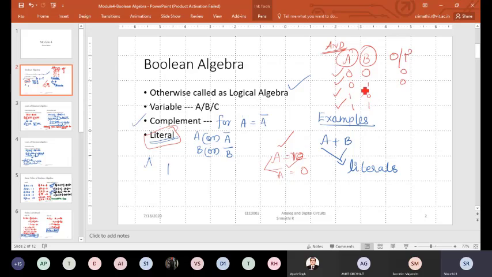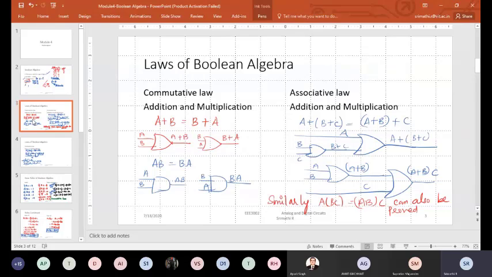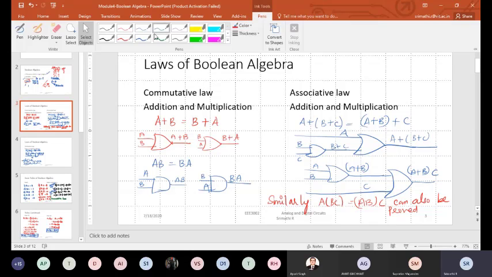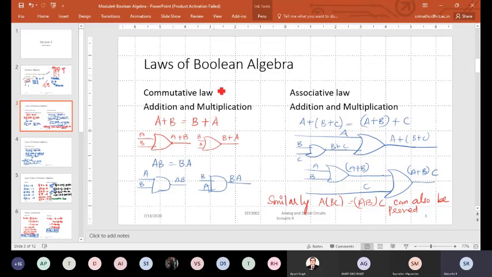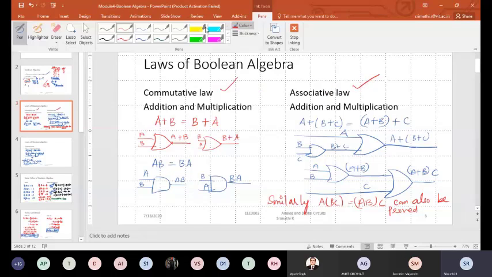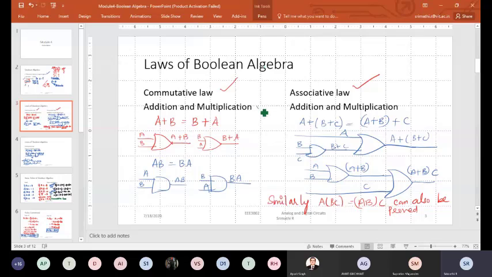So now these variables are said to be literals. Coming to the basic laws of Boolean algebra, the first law is commutative law, the next one is associative law, and the third one is distributive law.